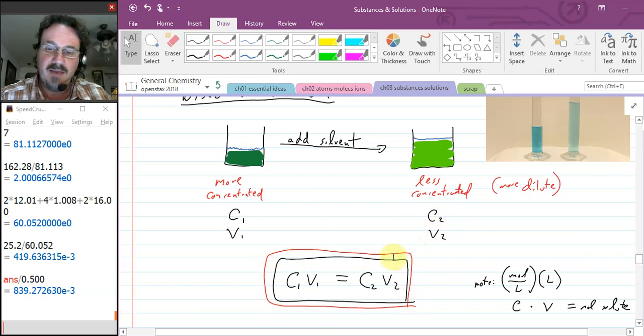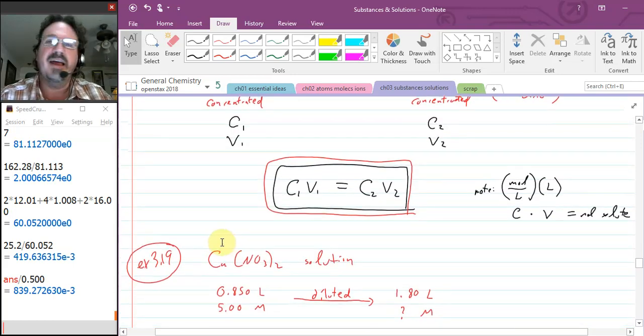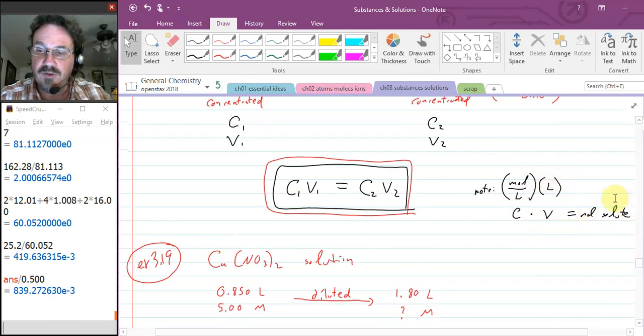There it is. If I multiply the concentration times the volume in both cases, so C1 times V1 and C2 times V2, hey, guess what? They're going to equal each other. Why is that? That's kind of weird. Actually, it's very simple. Look what happens when I multiply concentration times volume. Concentration would be units like moles per liter. Volume is liters. My liters would cancel, and I would just get the moles of the solute.